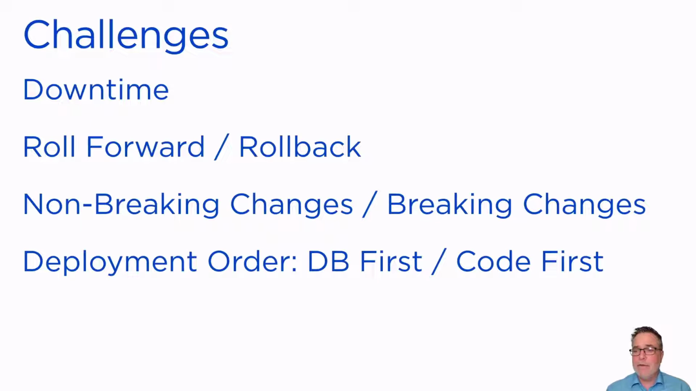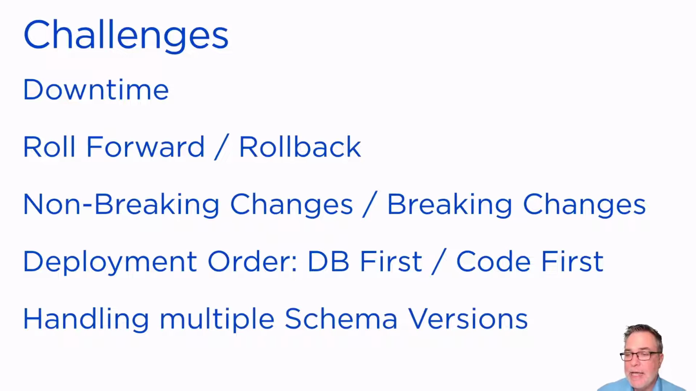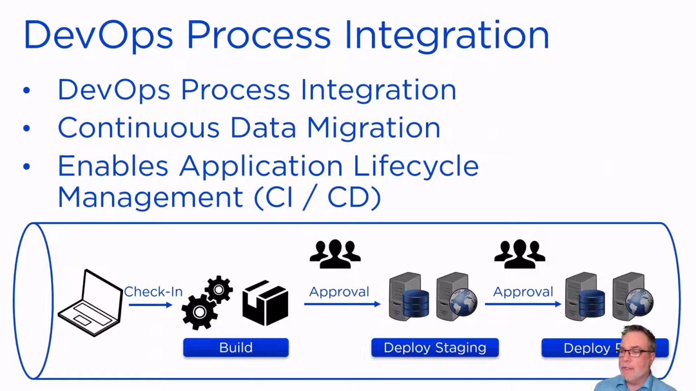Then, in addition, we need to think about DB first or code first deployment. We will cover that in a second, and also about handling multiple schema versions. So the DevOps process integration is really straightforward. We just build the whole thing within our CI and then deploy it in our CD pipeline. And the tooling is there. We can just compile the whole thing and deploy it towards our target database.